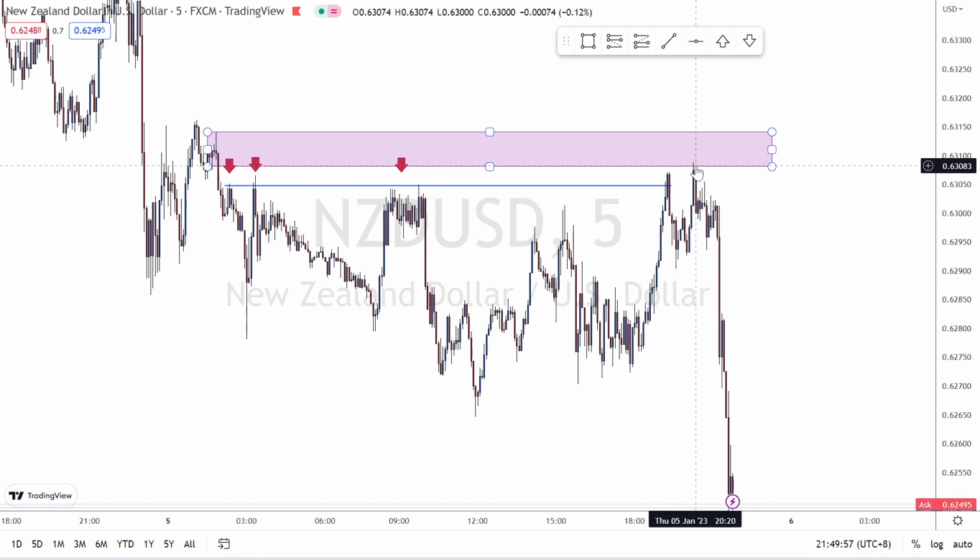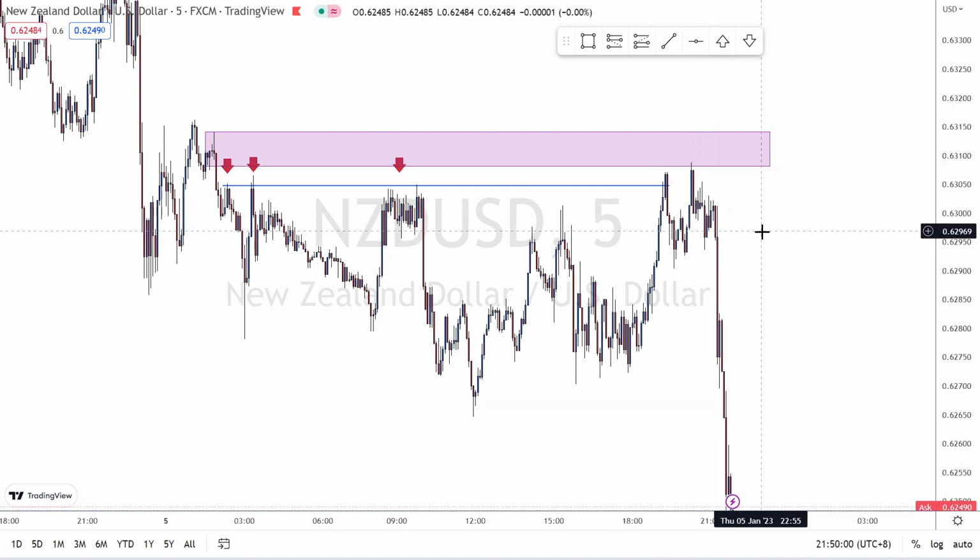SNR traders will sell at R3, and the price drops a little bit. SNR traders will continue to sell even more, and think the resistance is valid. But the price suddenly goes up, taking out all the SNR traders' stop loss, and shoots down. In this case, we have a very good risk-reward ratio of 1:7.